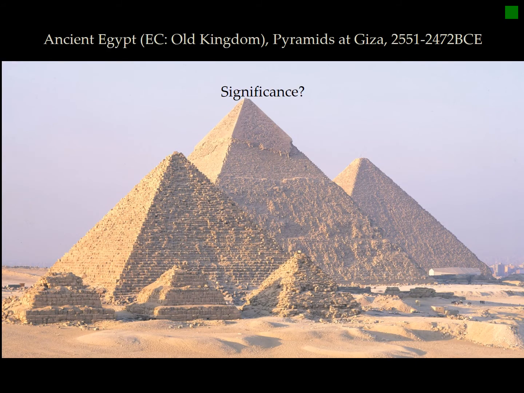If we look at the pyramids of Giza as well, we note that it comes from ancient Egypt and that we have them being created between the 75-year period of 2551 and 2472 BCE. Thus, the significance is going to be they are tombs, relating them to the sun god Amun-Ra.